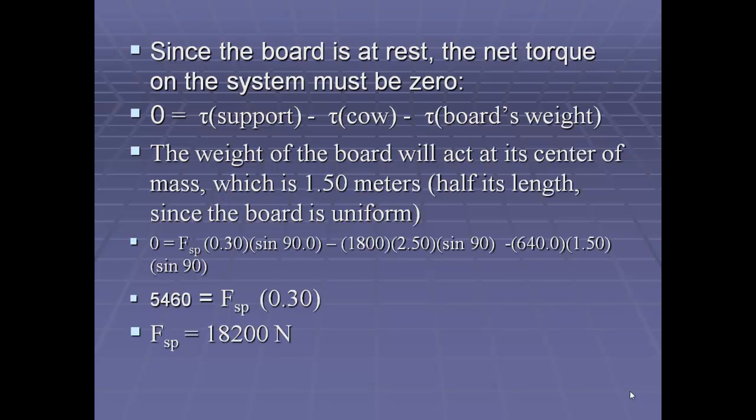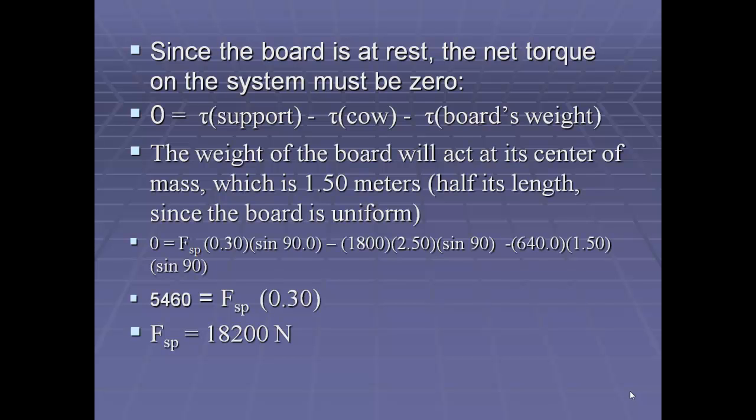So if we set up the problem, the torque exerted by the support minus the torque of the cow minus the torque of the board's weight must equal 0. I'm subtracting the torque of the cow and the board's weight from the support because those two torques combined must equal the torque of the support.